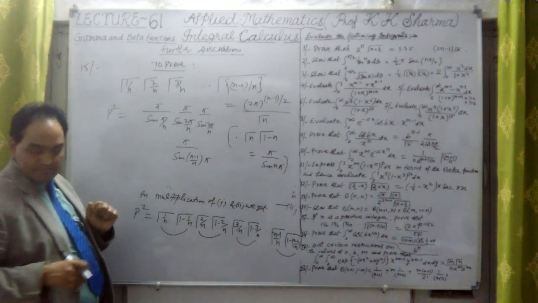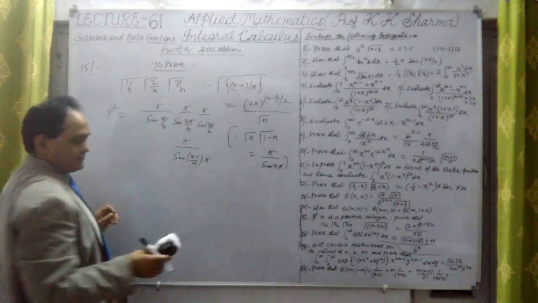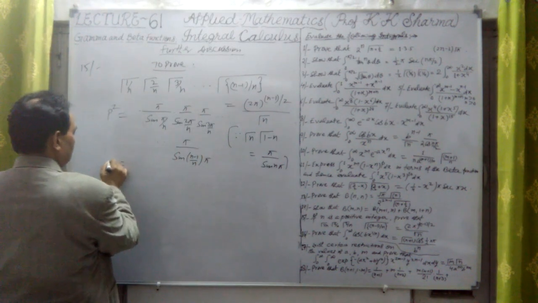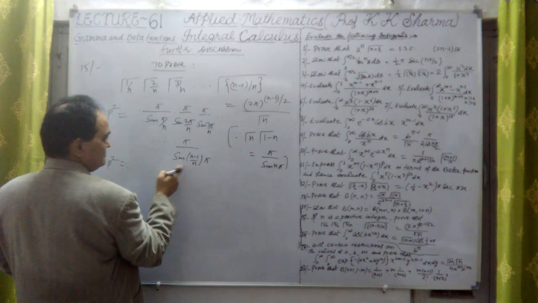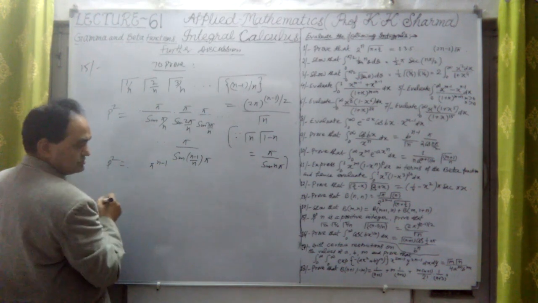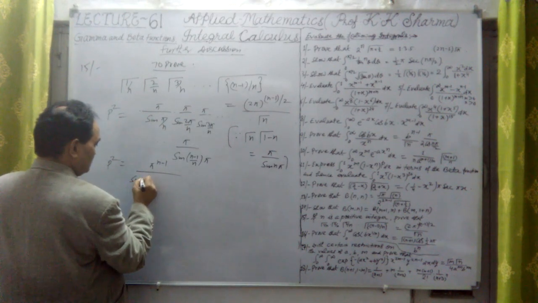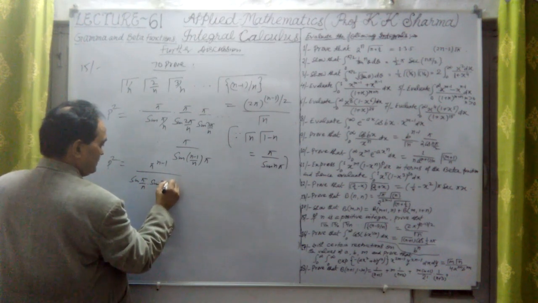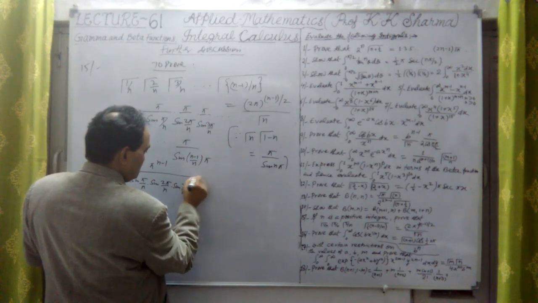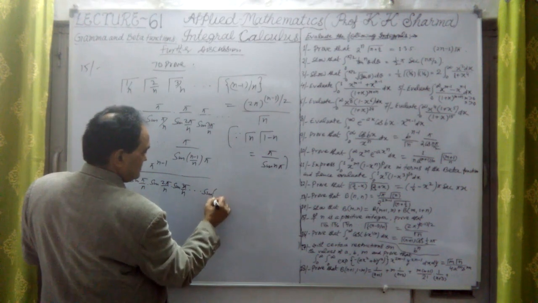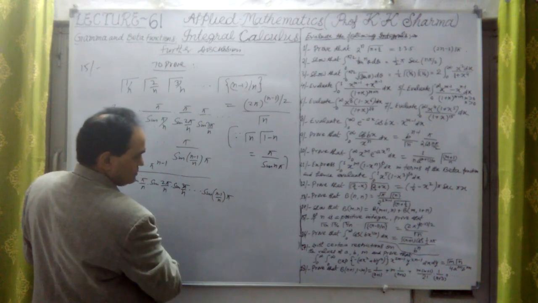Now let me multiply them. What do we get here? Finally, p square is equal to pi into pi into pi up to n minus 1 times in the numerator. In the denominator we have sine pi upon n, sine 2 pi by n, sine 3 pi by n, up to sine of n minus 1 upon n into pi. So this is the last one.